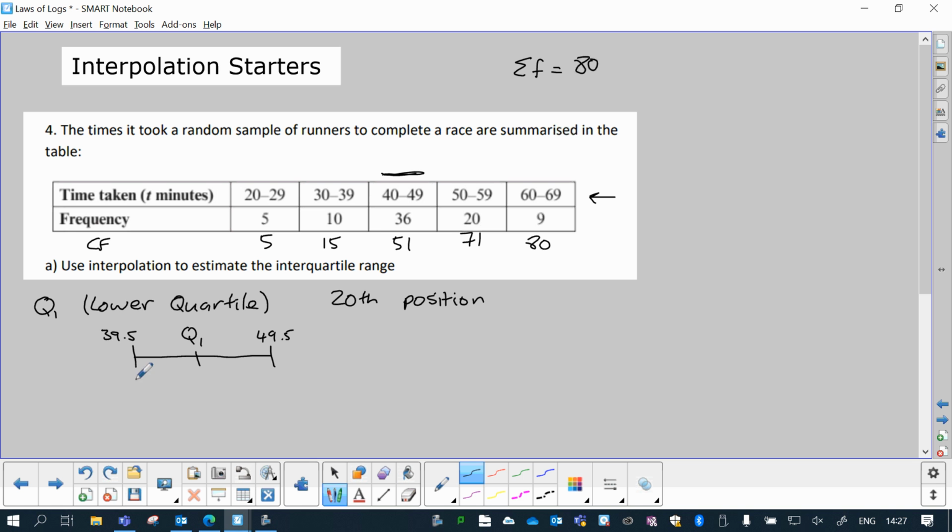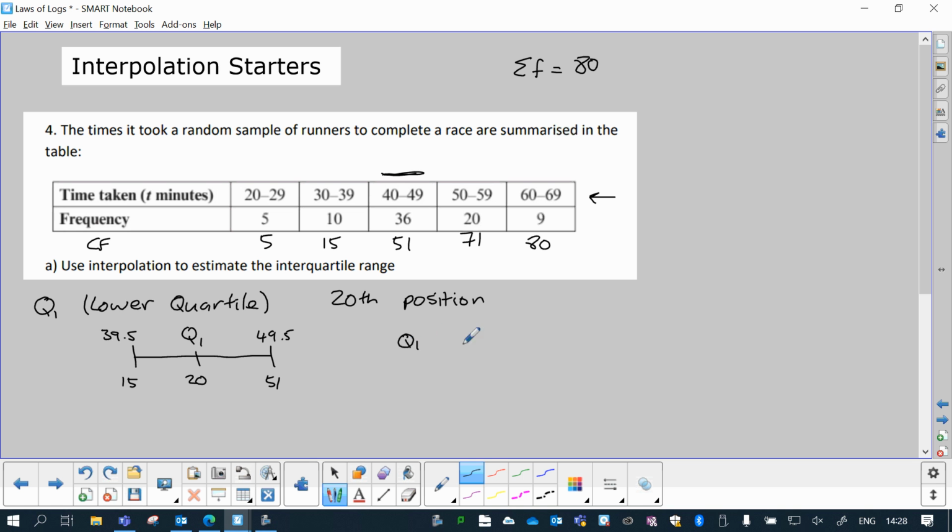What's the cumulative frequency as we go into that group? It's 15. What's the cumulative frequency as we come out the end of that group? It's 51. And we know that the lower quartile is in the 20th position. Little bit of a prediction then. Is it going to be closer to 39.5 or 49.5? It's going to be closer to 39.5, isn't it? Because 20 is closer to 15 than it is to 51. And that's something you can use to check your answer, because it's difficult to check that you got the right answer in a calculation like this.